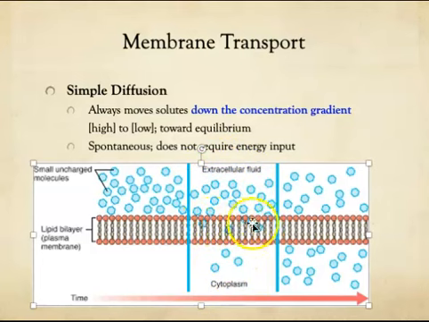And if we check back as more time has passed by, simple diffusion has finally stopped. The only reason it stopped is because the gradient is now gone. We have equal concentrations on both sides of the membrane. We are at equilibrium for this blue particle. Simple diffusion has done its job, and it now stops.